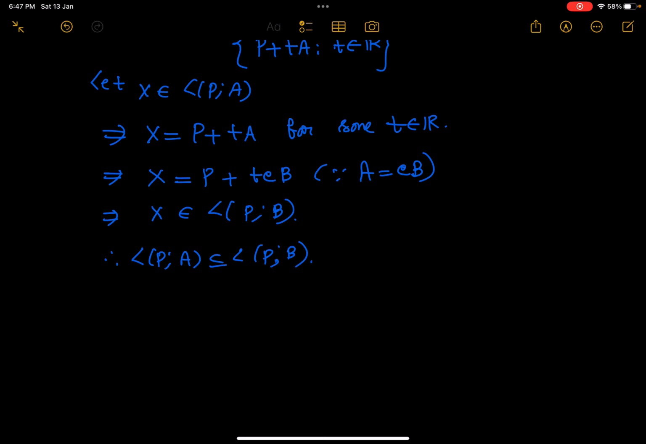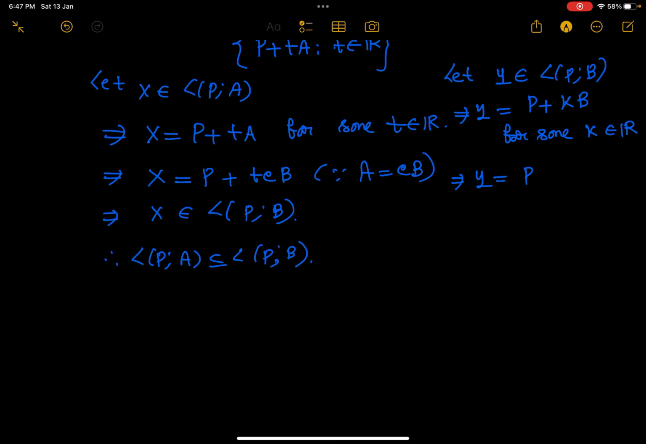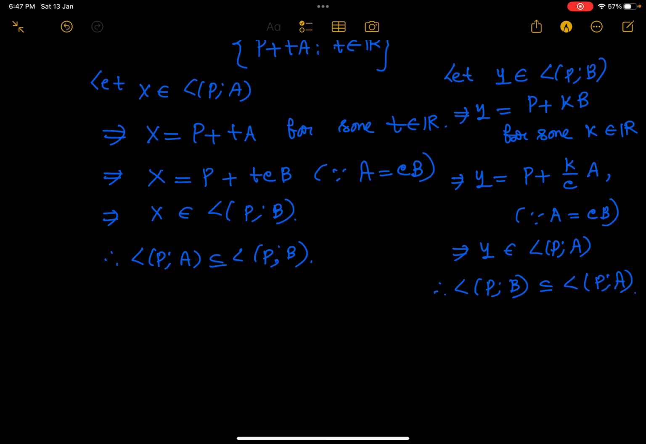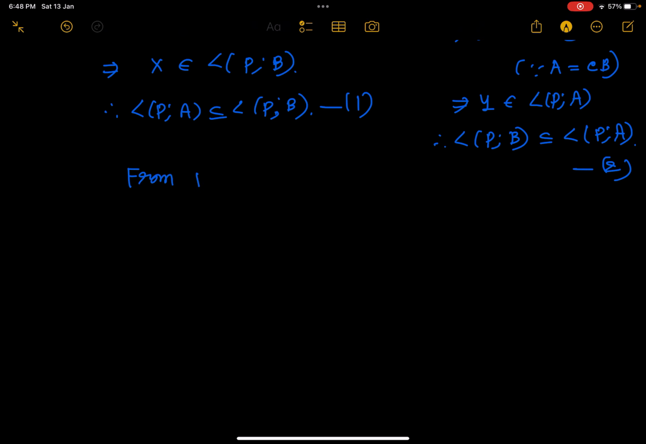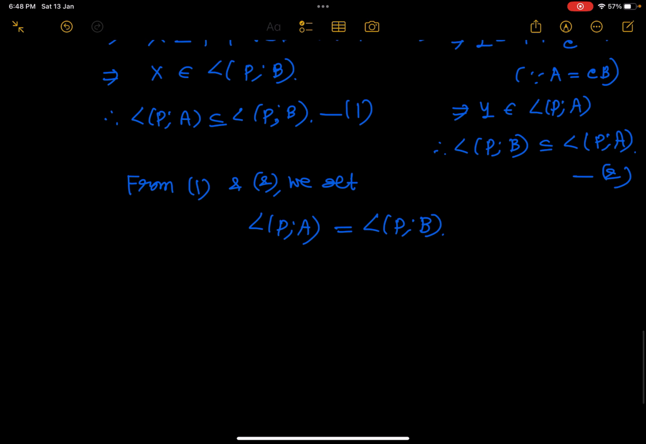What about the other one? Let Y be in L of P comma B. That means Y equals P plus KB for some K in R, which gives Y equals P plus K by C into A, since A equals CB and C is non-zero, so we can divide by C. That means Y belongs to L of P comma A, so this is a subset of L of P comma A. Calling these relation 1 and relation 2, from 1 and 2 we get L of P comma A equals L of P comma B.